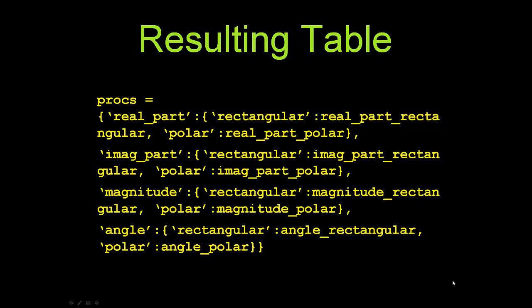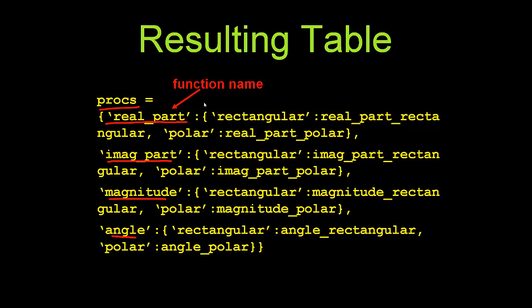All right, now let's take a look at what the table looks like. Okay, so this table is called procs. It has got 4 different operations. Okay, there's a real part, imaginary part, magnitude, and angle. These are function names, okay, of the functions you want to call for the various generic operators.